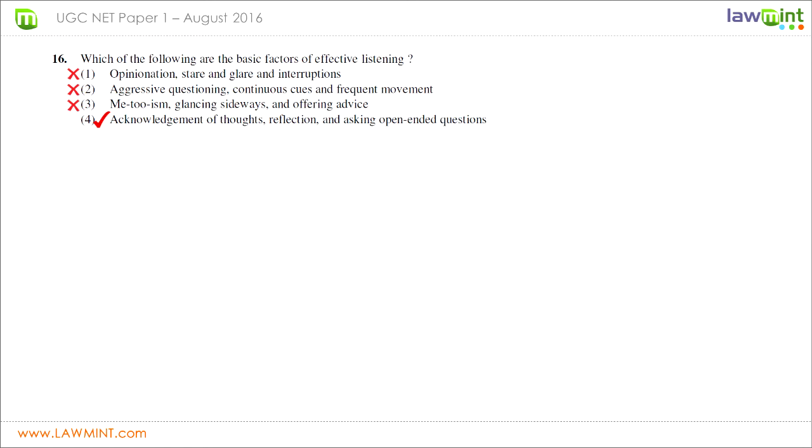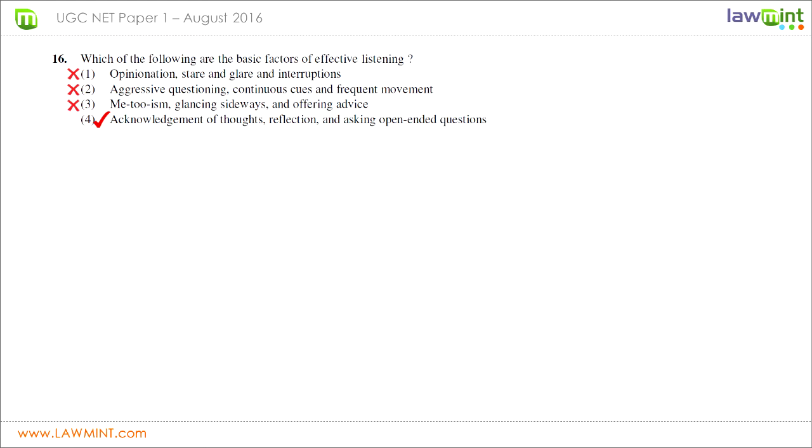In question number 16, we are asked which of the following are the basic factors of effective listening. Now, if we consider the statements and the factors mentioned in each of them, we can evaluate which ones are applicable, and any statement which has an irrelevant or non-applicable factor can be eliminated. Statement 1 says opinionation, stare and glare and interruptions. These are not factors which are attributed to effective listening. So statement 1 can be eliminated straight away.